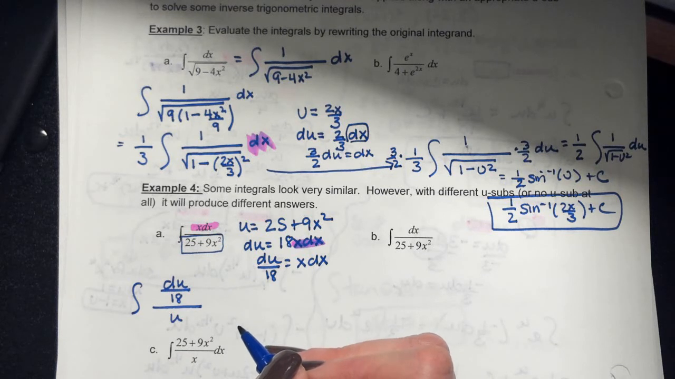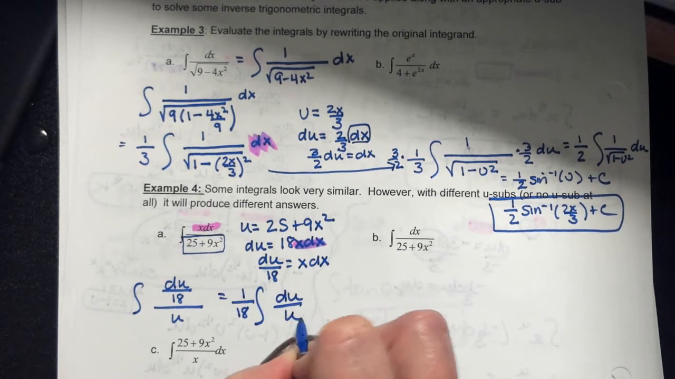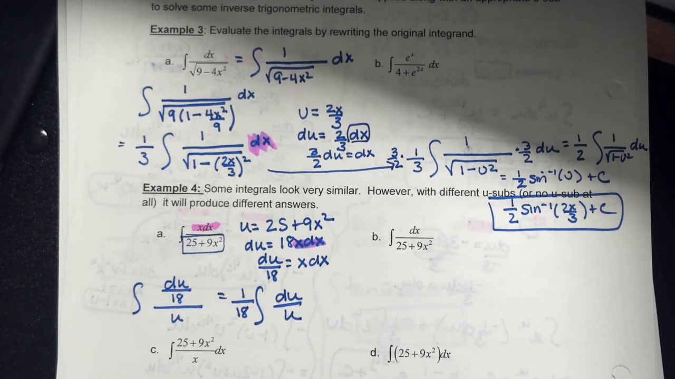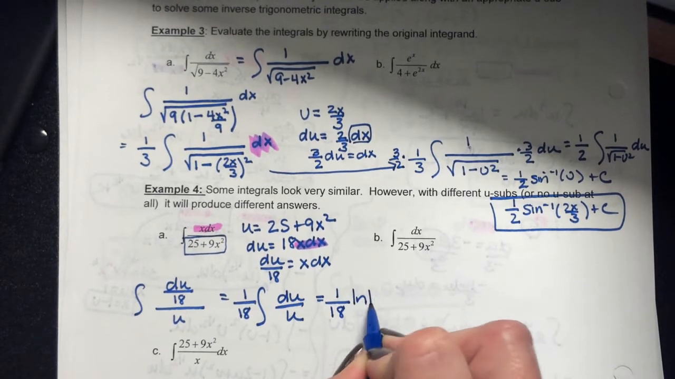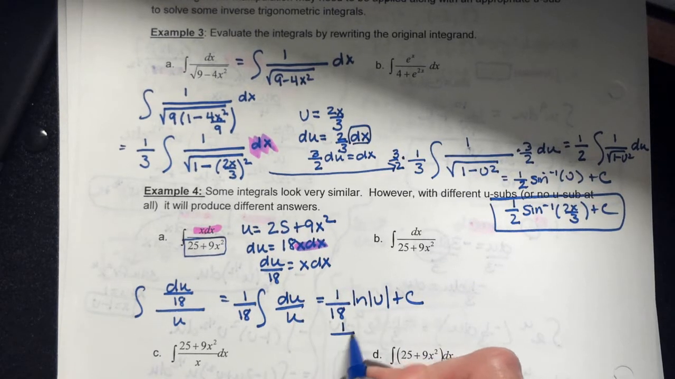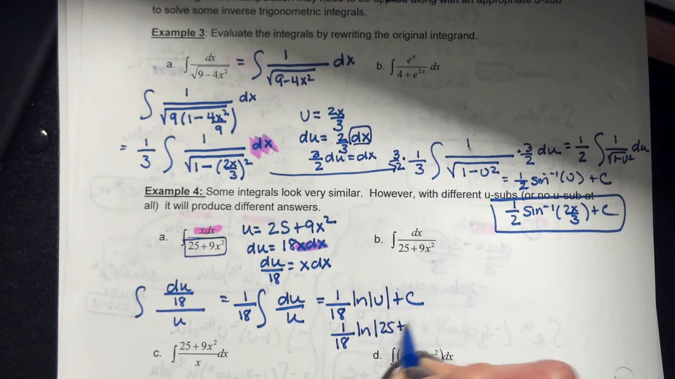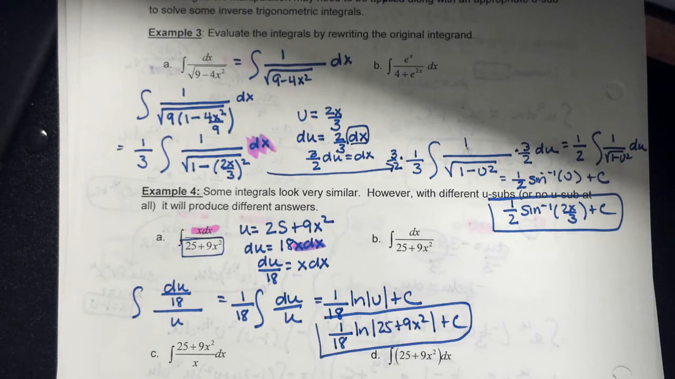What constant gets yanked out of this integral? I can yank out a what? 1 over 18. So I have 1 over 18 times your integral of du over u. So what's your rule to integrate 1 over u? That's going to be by what? ln. ln of the absolute value of u plus c. And then what's u equal to? U is equal to 25 plus 9x squared, so we have 1 over 18 times the ln of 25 plus 9x squared plus c. So that x in the numerator changes the whole approach to the way you're going to set up this integral.